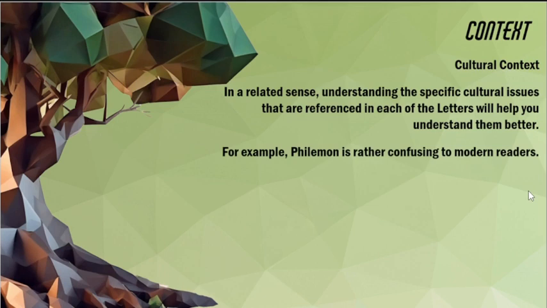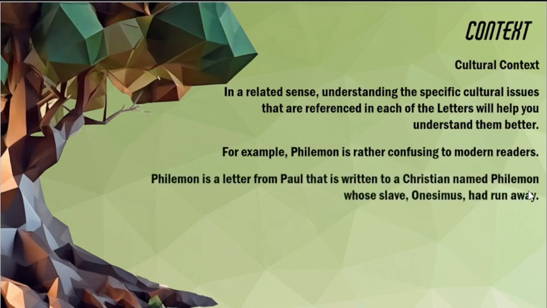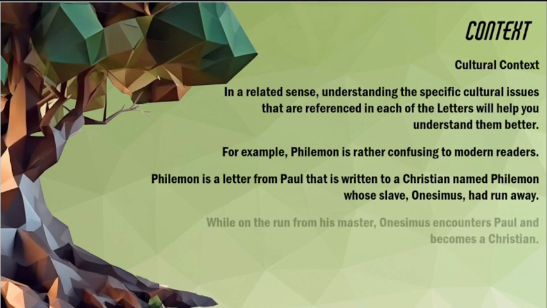So, for example, Philemon is rather confusing to modern readers. Philemon is a letter from Paul written to a Christian named Philemon, whose slave, Onesimus, ran away. While on the run from his master, Onesimus encounters Paul, and he becomes a Christian while fleeing from his master.